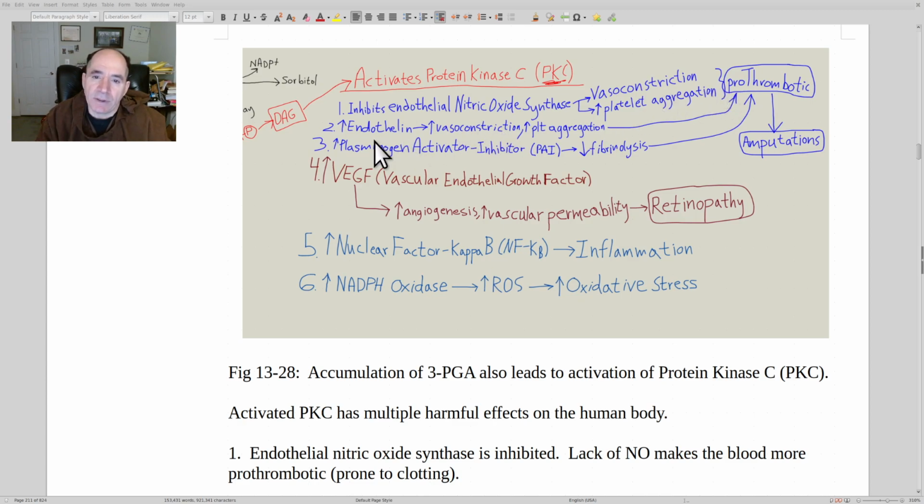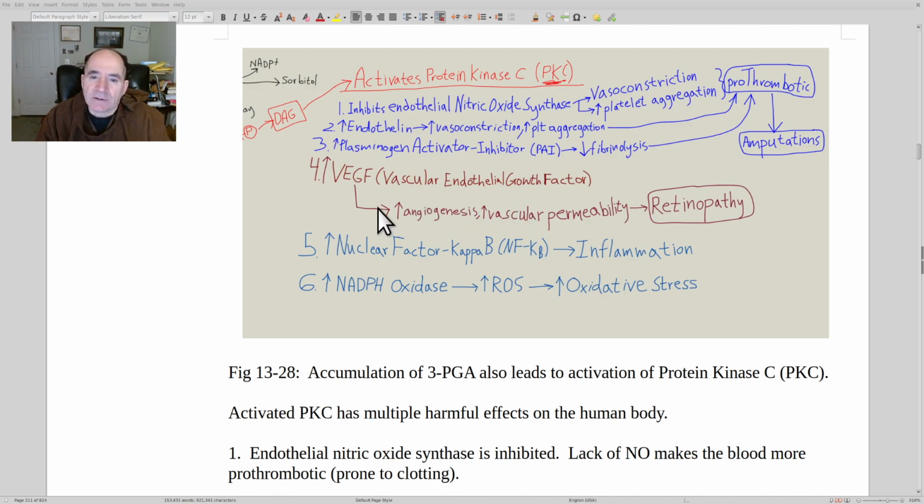You'll increase endothelin, which is kind of like the opposite of nitric oxide. That causes platelet aggregation. Platelet tendency to clot is increased, and vasoconstriction, narrowing of the arteries. Again, the opposite of nitric oxide, so that's all bad. You also get decreased ability to dissolve clots, decreased fibrinolysis, because you increase plasminogen activator inhibitor, okay?